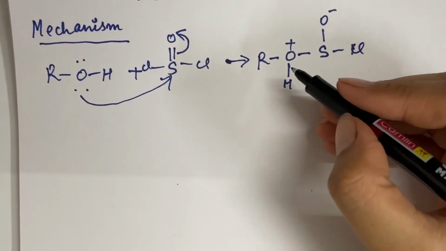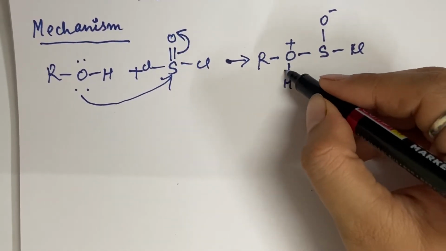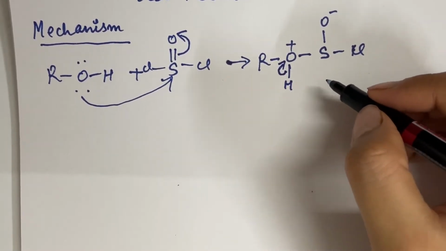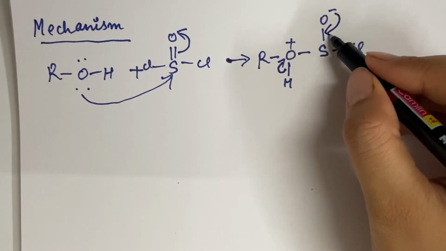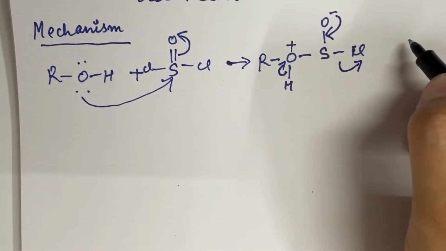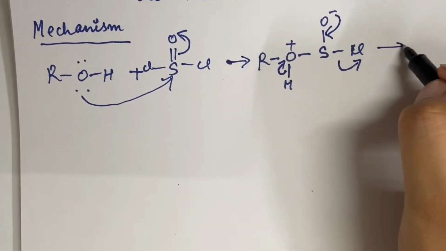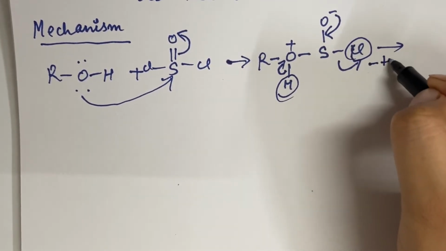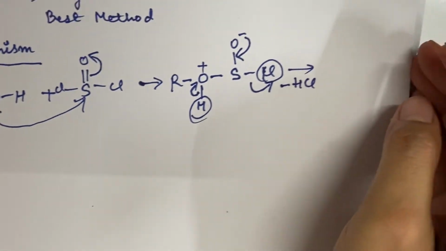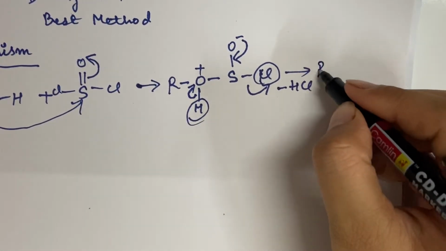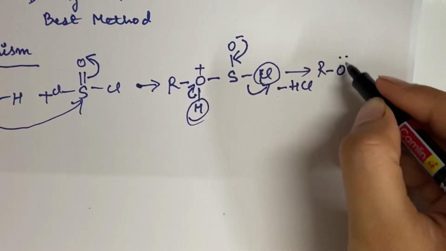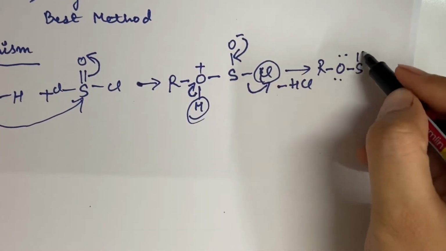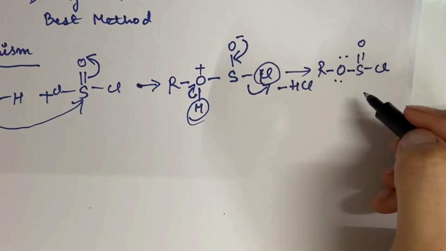Okay, then what will happen? This oxygen is positive, so it will first take electron from hydrogen, which is actually easier, and this O negative will come back here, and then chlorine will leave from here. So in this case, what is happening? This hydrogen and this chlorine both are leaving, so you can write that minus HCl. HCl is removed, so your product will be R O, neutralized by taking the electrons from hydrogen, and sulfur, double bond O and Cl.